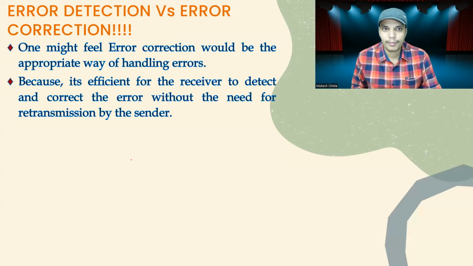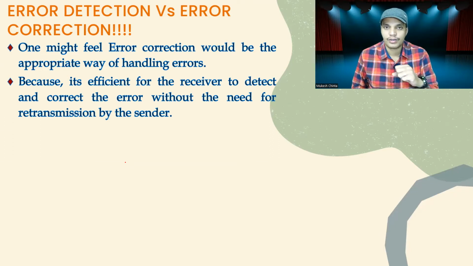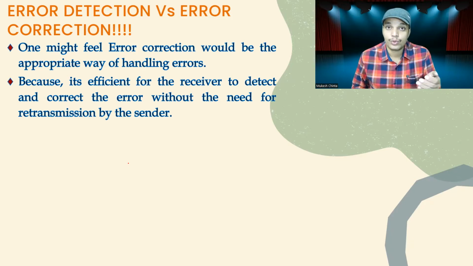So first things first. Why should I bother about detection when I can do error correction? Because everyone feels that error correction might be the best way to handle errors. In case of error correction, the receiver will be capable of identifying the bit positions, thereby flipping the bits back to the original data and reducing the burden by not making the sender retransmit the data. So error correction looks a better option, because it's efficient for the receiver to detect and correct the error without the need for retransmission by the sender.